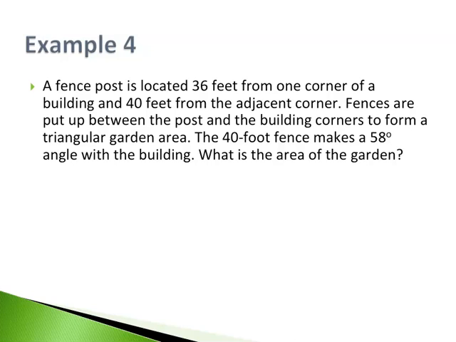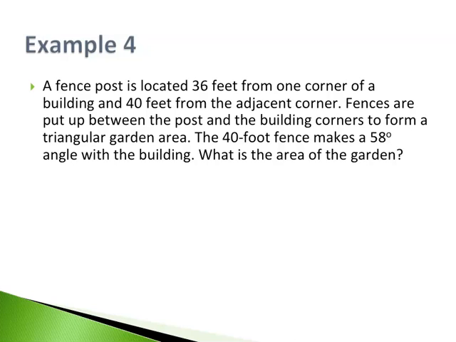We have one last example. A fence post is located 36 feet from one corner of a building and 40 feet from the adjacent corner. Fences are put up between the post and the building corners to form a triangular garden area. The 40-foot fence makes a 58-degree angle with the building. What is the area of the garden?